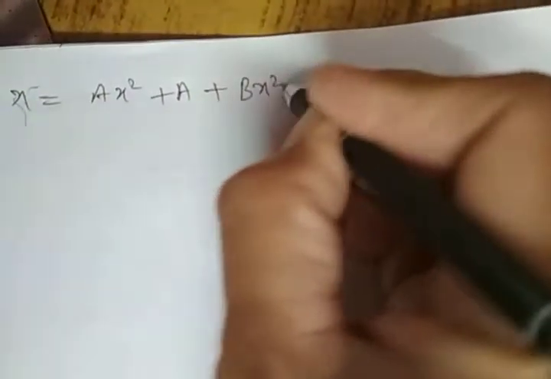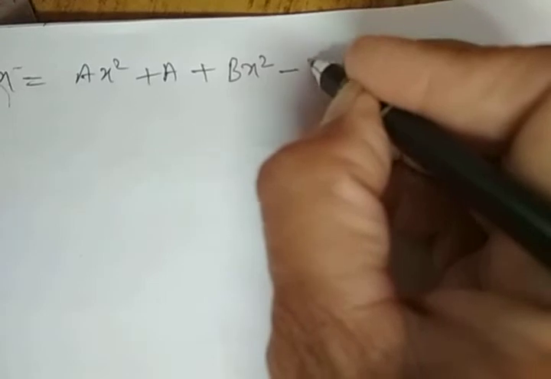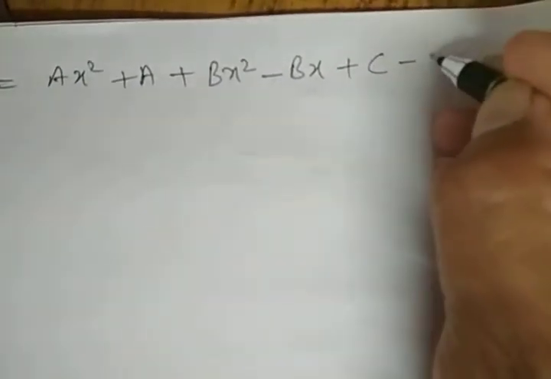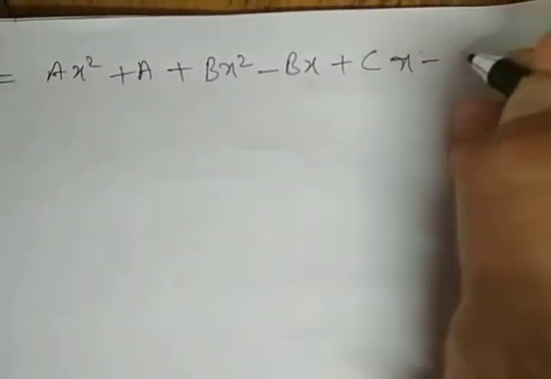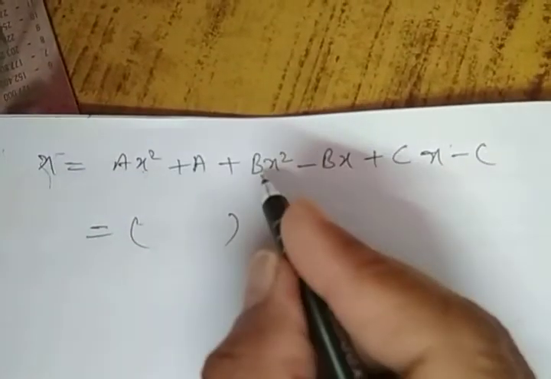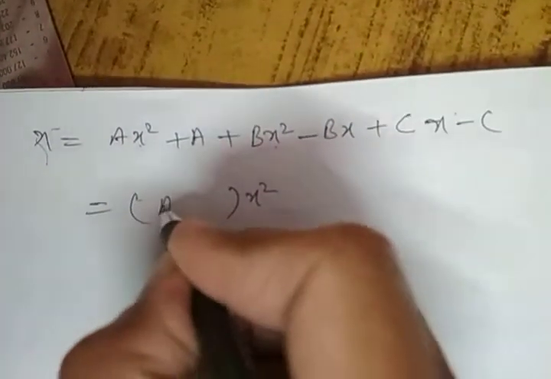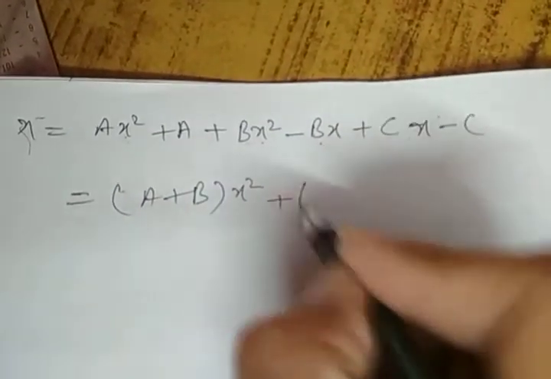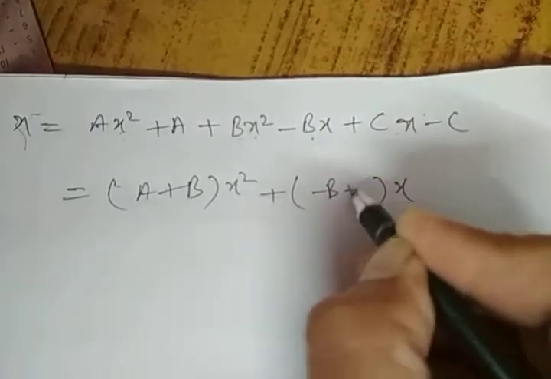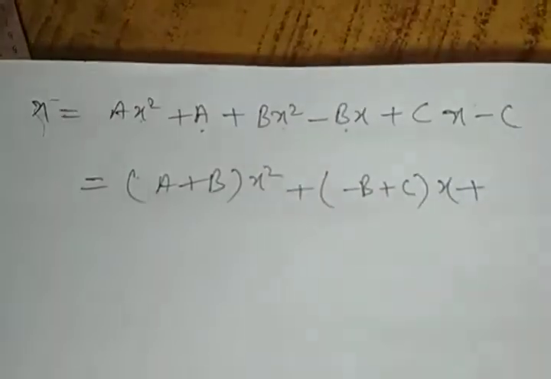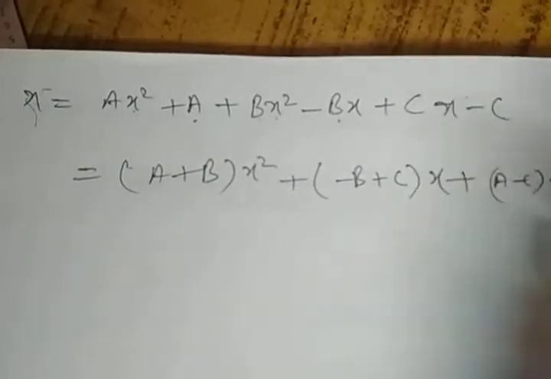So bx into x minus 1, that is bx into x is bx square, bx into minus 1 is minus bx, plus c into x plus c into minus 1 is cx minus c. So now x square terms are a x square plus b x square, x square is taken common, this will be a plus b. x terms are minus bx plus cx, so x is taken common, that is minus b plus c. Constant part is only a minus c, so a minus c is the constant part.